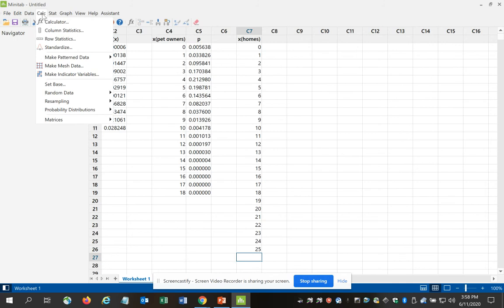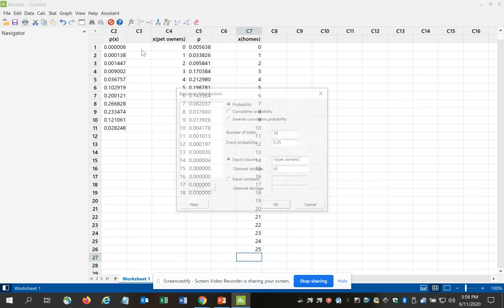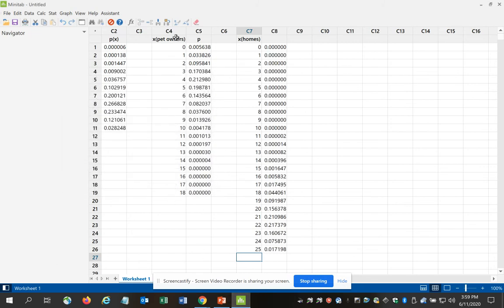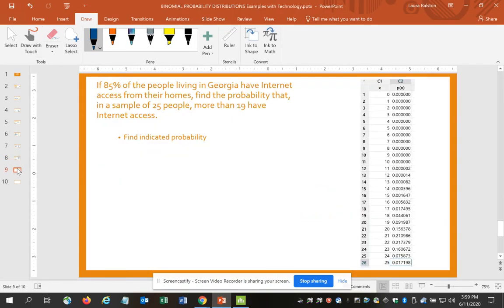So we go over to the menu bar to Calc for calculate. We choose probability distributions. We're talking about a binomial. We want to calculate the probability with 25 trials. We said 85% have access. Make sure you change the column where you're storing your data and your input data. We click OK. And we get this table of values. And again, I've copied those onto our screen so we can talk about it. And we said more than 19.